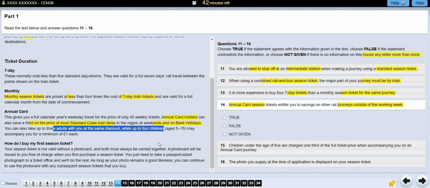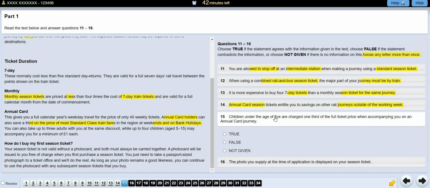So if they want to go outside the working week, they can accompany you with a minimum of each. Children under the age of 5 are charged 1/3 of the full ticket price when accompanying you on the annual card journey. You can also take up to 3 adults with you at the same discount, while up to 4 children may accompany you for a minimum of £1 each. Children aged 5 to 15.